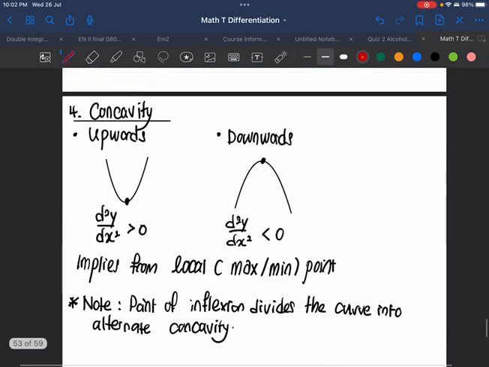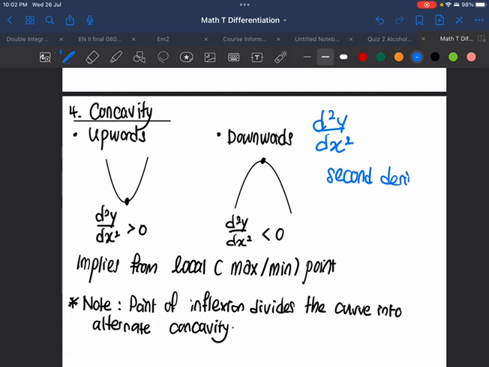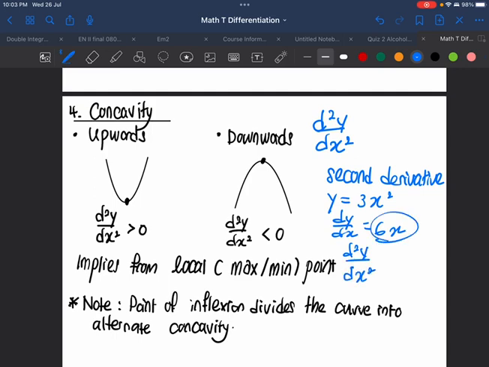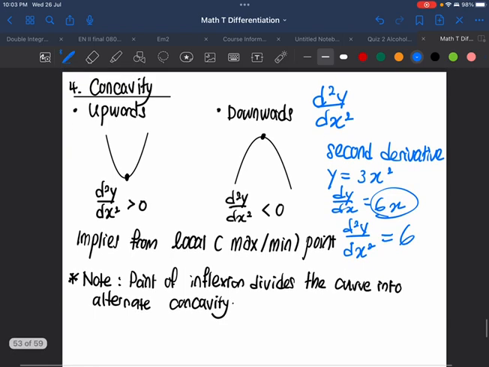Alright, for concavity we will analyze the d squared y dx squared. That means it's the second derivative. So I hope you all know what the second derivative is. Let's say I have y equals 3x squared. The first derivative we will get is 6x. And for the second derivative we differentiate this term a second time with respect to x, and we will get 6.